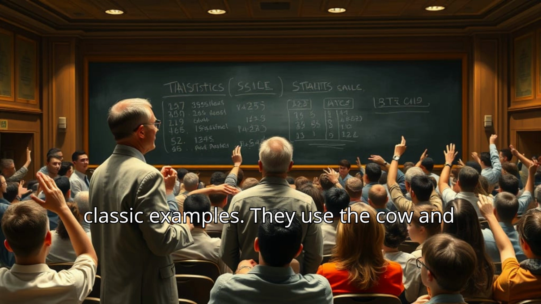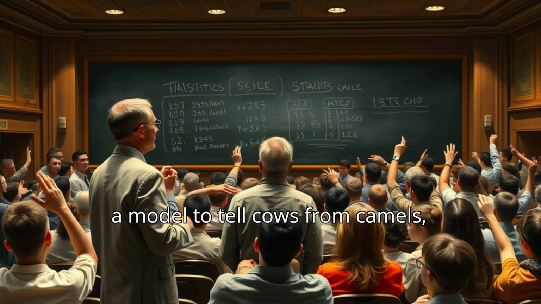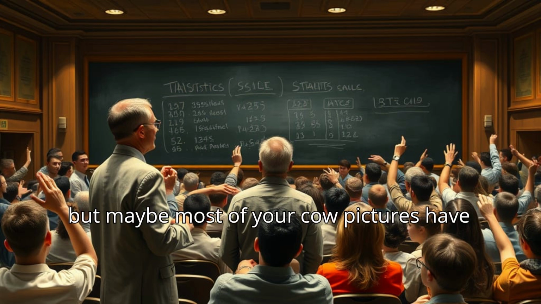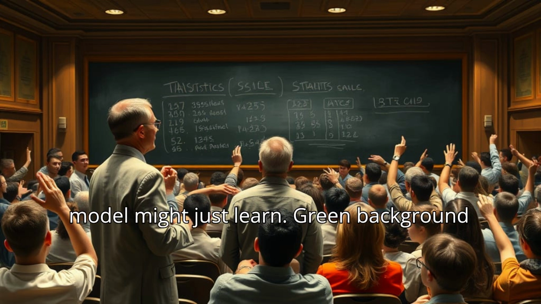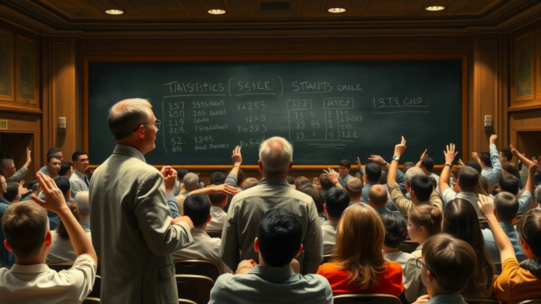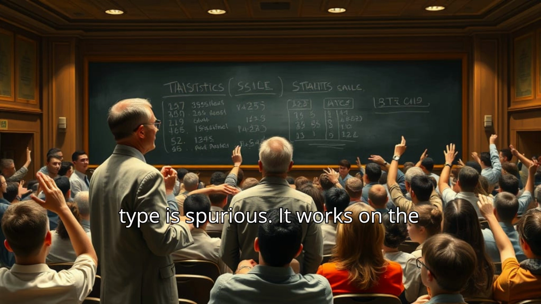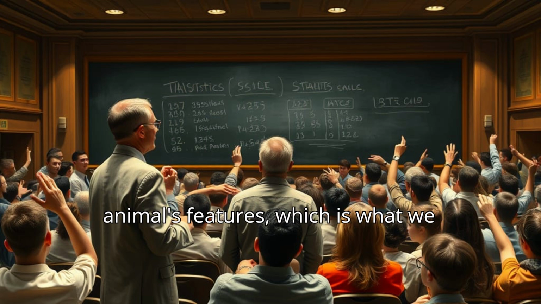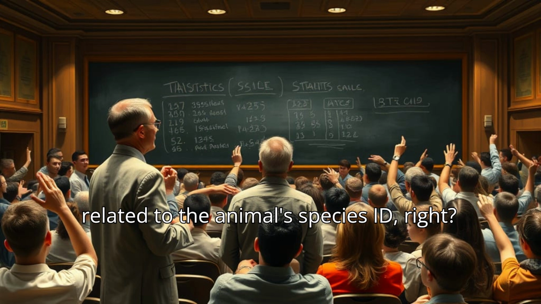Multiple dimensions. Let's unpack those. Maybe start with those classic examples they use, the cow and the camel one. Perfect example. You train a model to tell cows from camels. But maybe most of your cow pictures have grassy backgrounds and most camel pictures have sandy backgrounds. Okay. The model might just learn green background means cow, yellow background means camel. It ignores the actual animal. That correlation, background color to animal type, is spurious. It works on the training data, but it's not based on the animal's features, which is what we intended. The background isn't causally related to the animal's species ID.